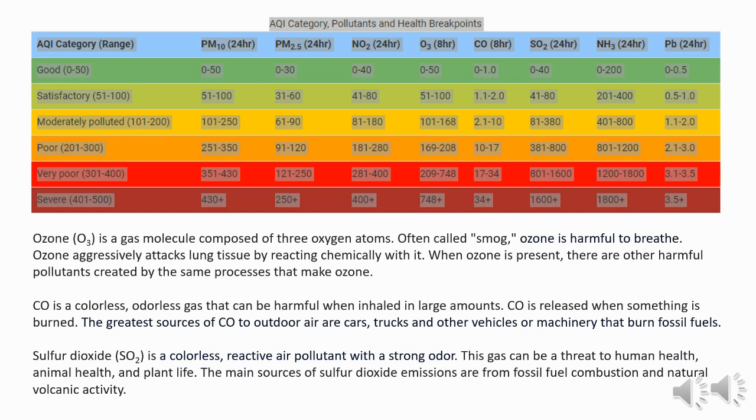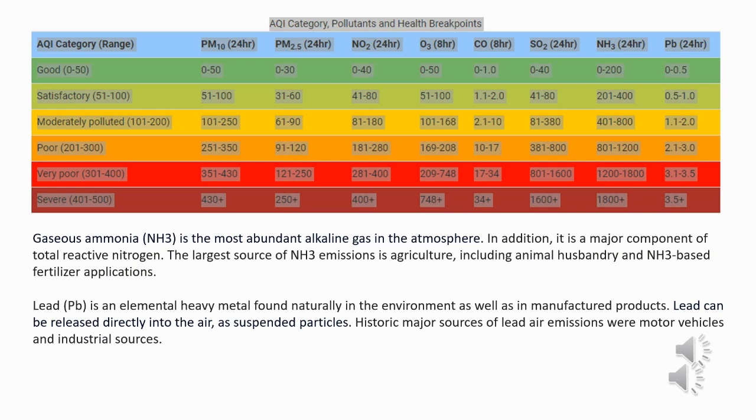Sulfur oxide SO2 is again a colorless, reactive air pollutant with a strong odor. This gas can be a threat to human health, animal health and plant life. The main sources of sulfur dioxide are emissions from fossil fuels and natural volcanic activity. It is really impactful.